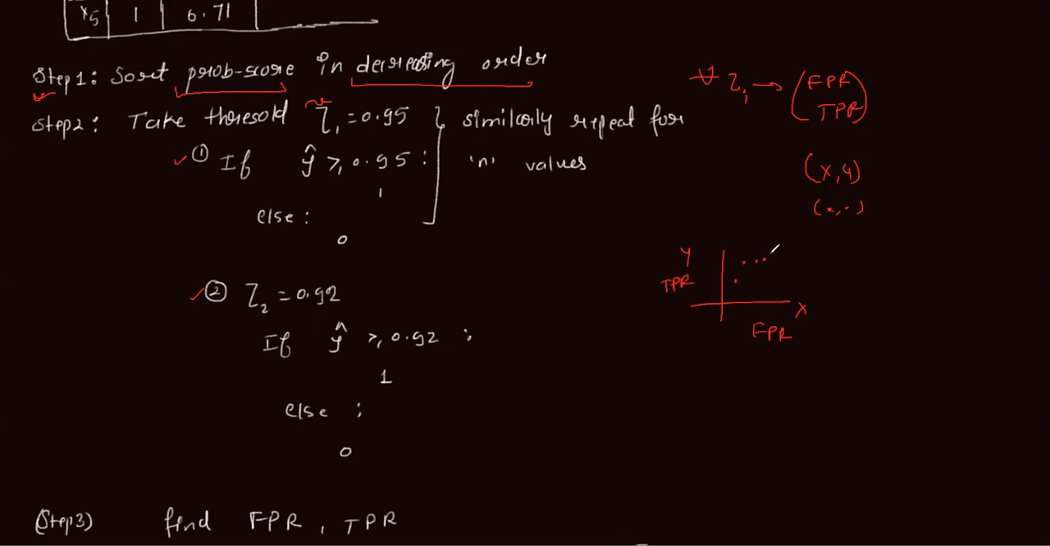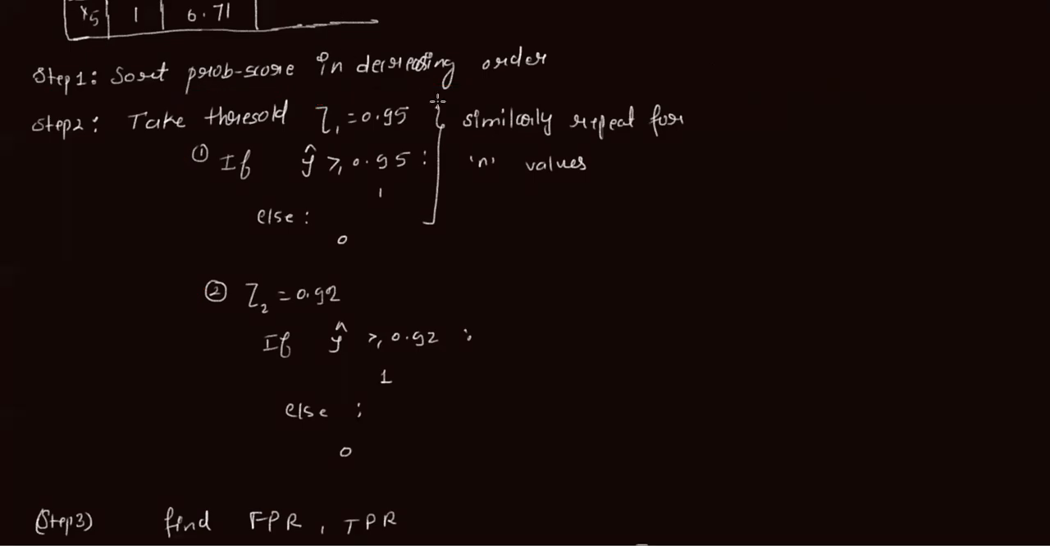For every threshold, you have to plot it. So you will get a curve. That curve is actually your ROC. And inside that curve, whatever space you are getting, that is the area under the curve. That is called area under curve. Okay, so I have already written that.